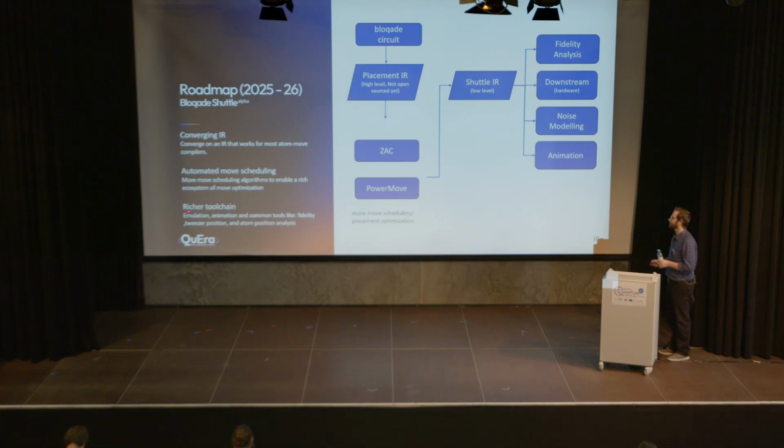And then finally, we've got this IR, and we want to be able to build the emulation capabilities like I talked about before, this animation, and other common tools. So for example, if I want to know roughly the fidelity of the execution of this program, that would be useful for anybody who is targeting this IR with a compiler. But there's also things like atom position analysis to make sure that you're not actually having atoms collide. So this is a very low-level control.